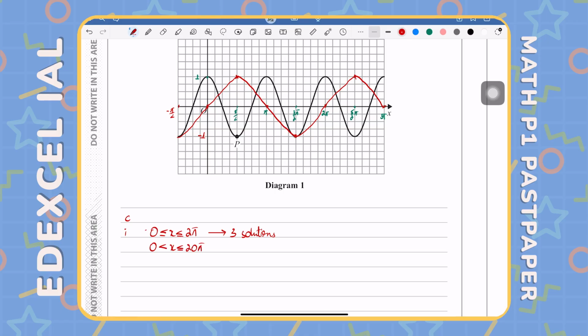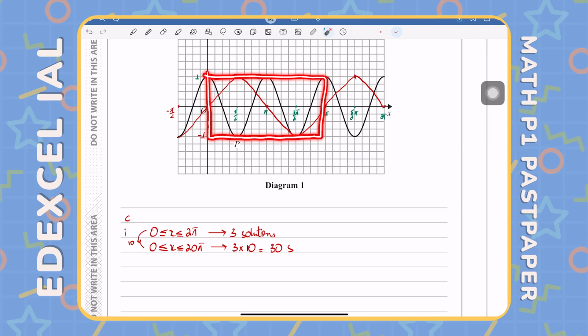Now, if you look at the range, the range in which we're supposed to find the number of solutions is basically 10 times the range which has 3 solutions. So if the range is 10 times, that means the number of solutions will also be 10 times. So 3 times 10, and what's that equal to? That's equal to 30 solutions, because you will literally have these two curves 10 times, and in every curve you will have 3 solutions. And there you go. That's it.